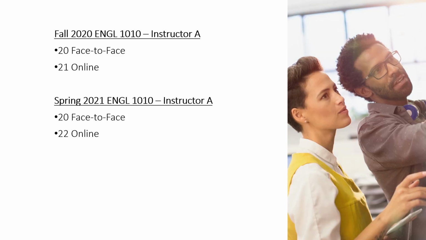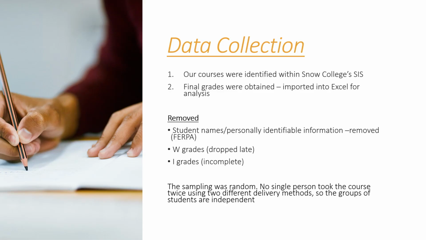For our methodology, we selected English 1010 as our course because we had an instructor who taught both a face-to-face section and an online section. Our population wasn't quite large enough, so we pulled data from both the fall 2020 semester as well as the spring 2021 semester. For our data collection, our courses were identified within Snow College's SIS, or Student Information System, which is Banner. The final grades were obtained and imported into Excel for analysis.